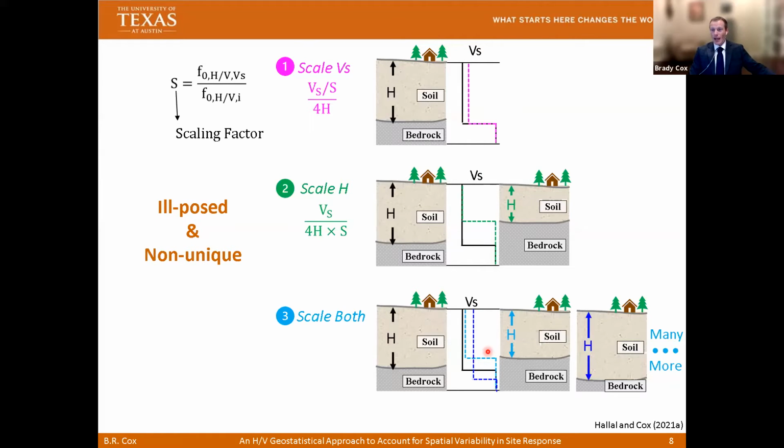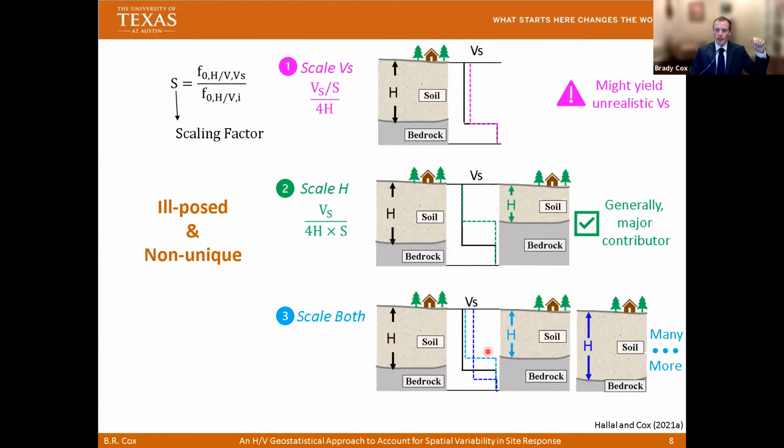So we don't know exactly what to do without making site-specific measurements, but to make site-specific measurements at every location is not cost-effective. So what we decided to do in this work is not just scale VS, because that could yield unrealistic shear wave velocities. We decided that, generally speaking, the thickness of the soil deposits is the major contributor to the fundamental site frequency. And so we chose predominantly to scale the thickness of the soil deposits in order to get a shear wave velocity profile that would match the fundamental site frequencies from our kriging.